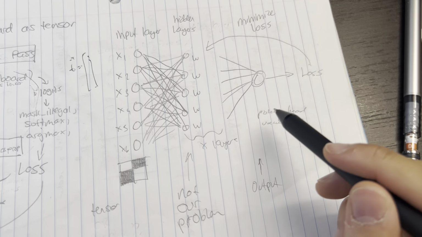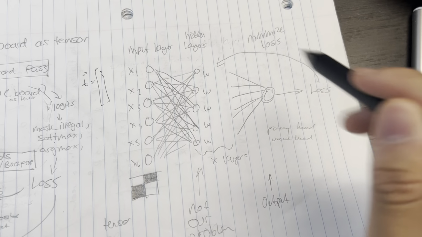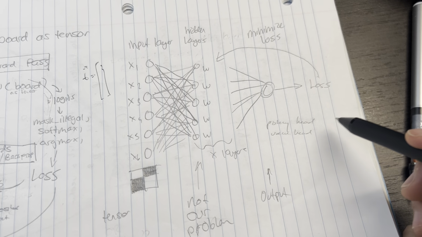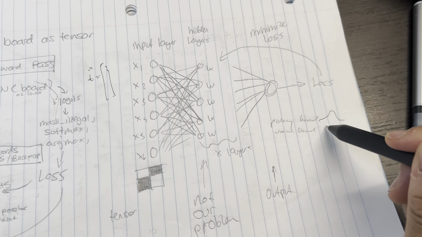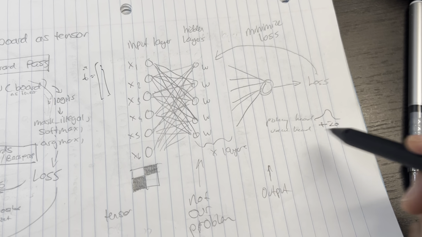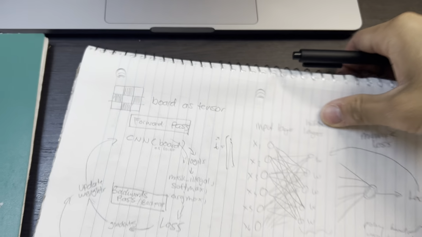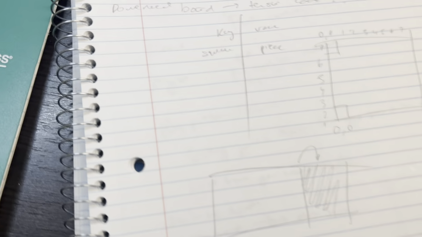There's also these things, policy head and value head, that happen around here. Policy is essentially the probability distribution, and value head is like, how are you winning? Are you winning, son? Kind of thing. Like, are you winning? What is the state of the board?